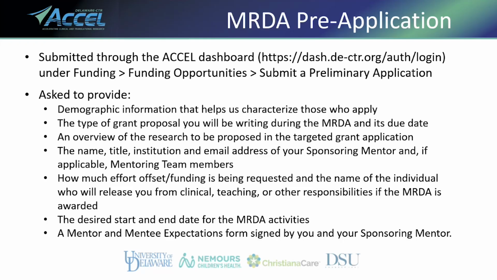So for example, you might be trying to write a grant proposal for an ACCEL pilot award, or for an R21. So you would tell us what grant mechanism you're targeting and its due date. An overview of the research to be proposed in the targeted grant application. So what is the topic of the grant that you will be proposing? The name, title, institution, and email address of your sponsoring mentor, and if applicable, any other mentors on your team.